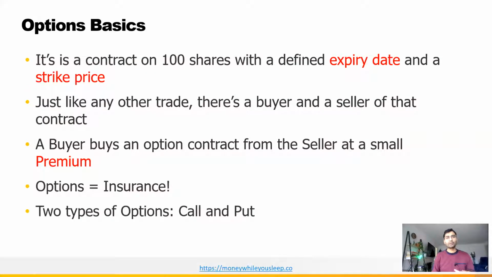Before we jump into Tastyworks, a couple of option basics for those who are completely new to options and new to these videos. An options contract is 100 shares and has a defined expiry date and a strike price. There is a buyer and a seller, just like any other trade. The buyer buys an option from a seller by paying a premium. Options work just like insurance, and there are two types of options, call and put.